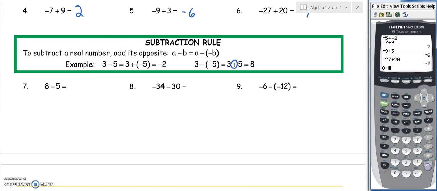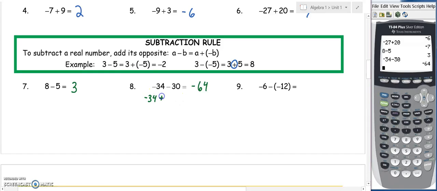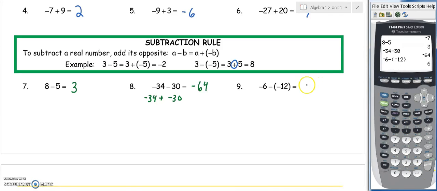8 minus 5 is 3. -34 minus 30 is -64, which makes sense. Both numbers were negative. So if we think back to our addition, it's really -34 plus -30. Both numbers are really negative, so I should get a negative answer. In number 9, -6 minus parenthesis -12, which gets us 6, which should make sense again, because remember, two negatives make a positive, so this is really -6 plus 12, which gets us +6.